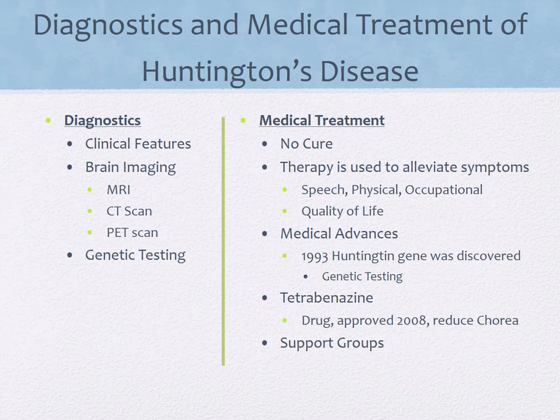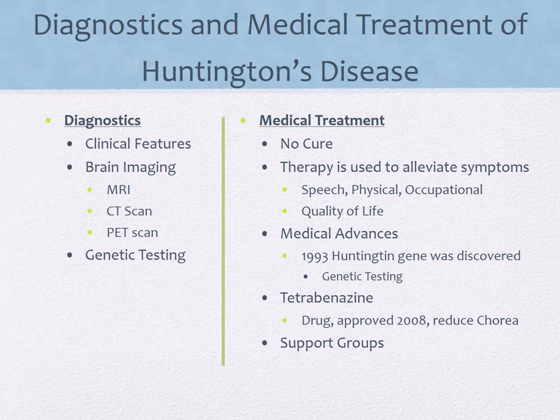Okay, so here we have some information on the diagnostics and medical treatment of Huntington's disease. As far as a diagnosis, you're going to want to identify clinical features, use brain imaging such as an MRI, CT scan, or PET scan, and of course, genetic testing. As far as medical treatment, there is no cure. Therapy is used to alleviate symptoms, which can include speech, physical, and occupational therapy. The focus is on the quality of life of the patient.